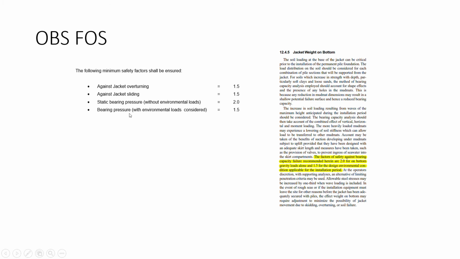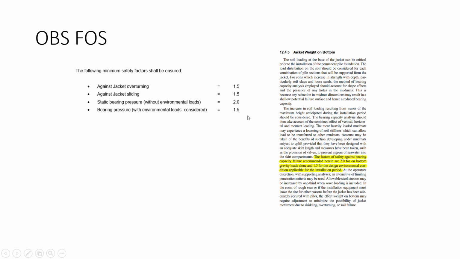Then the factor of safety. Every time we have to check the factor of safety. What is the factor of safety? This is a screenshot of API RP 2A section 12.4.5. If you go to this section, you will find the factor of safety given here. Factor of safety against overturning should be at least 1.5, minimum 1.5.